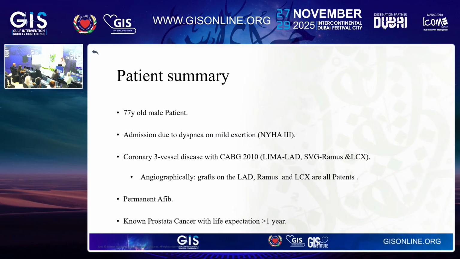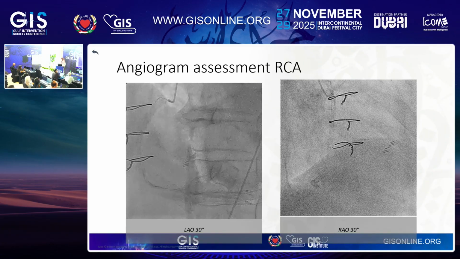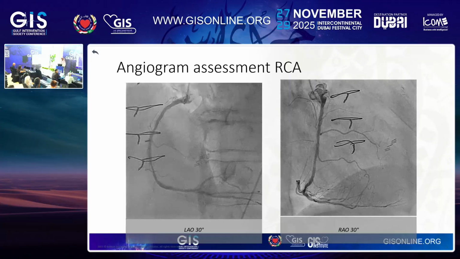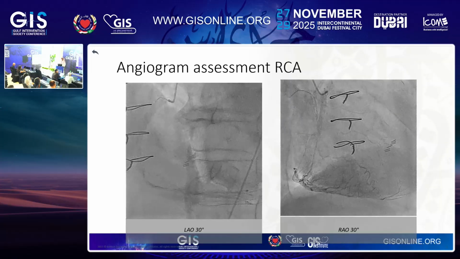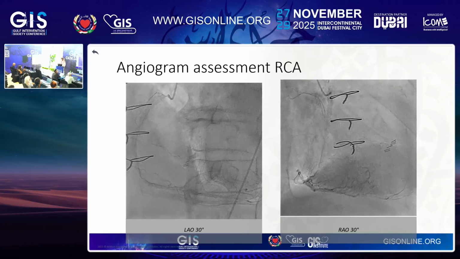So the case is a 77-year-old male who does have underlying coronary artery disease, previous CABG. All the grafts are patent, and he's having symptoms of shortness of breath, and he does have an indication for an angiogram. He underwent the angiogram, and as you can see, he does have significant diffuse coronary artery disease in the right coronary artery.